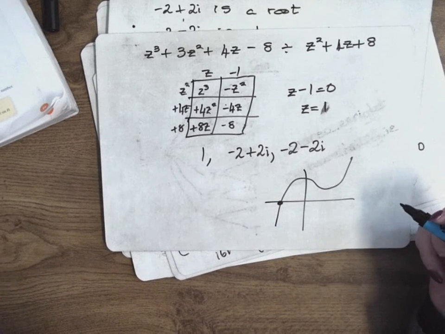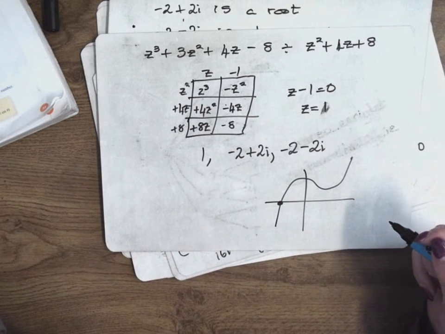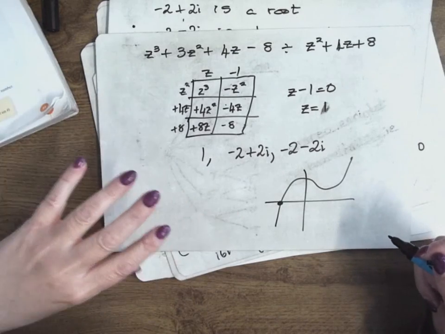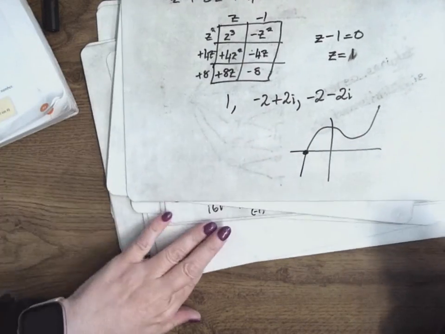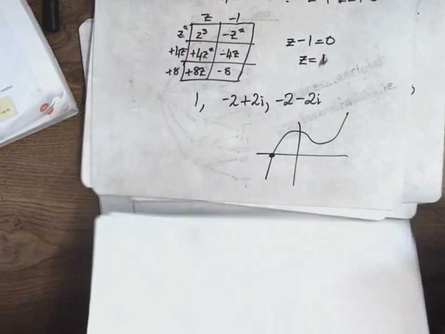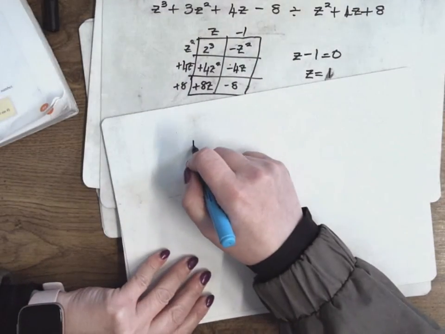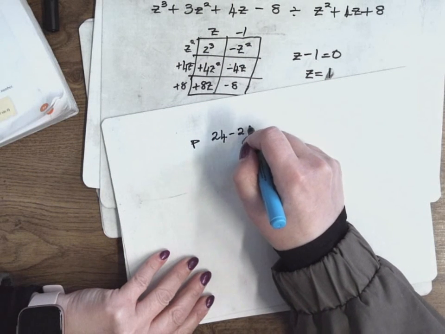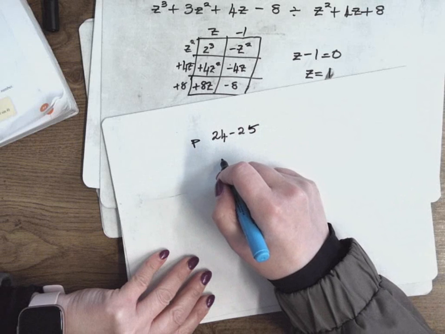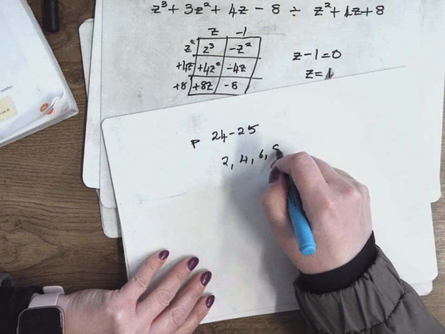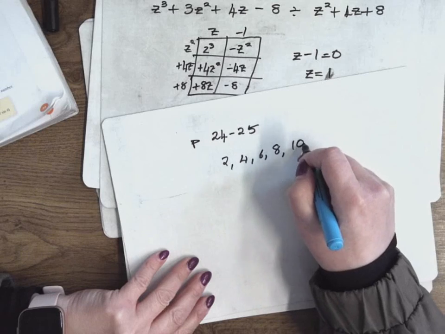Okay, there's a lot of work in that. But I'll give you a few of these and see, can you work it out yourselves, and we'll iron out the problems tomorrow. Okay, so page 24 to 25. Let's do numbers 2, 4, 6, 8, 10 and 12.